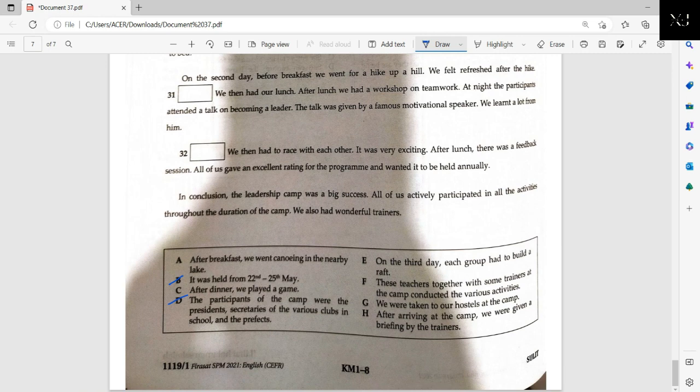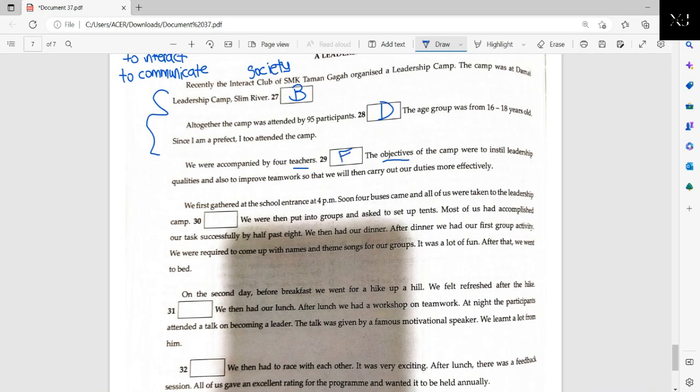Okay, yes, we do. Option F. These teachers, together with some trainers at the camp, conducted the various activities. Of course, it's not just the school themselves who will be attending there. There are usually some other workers there who will be training the students about leadership qualities.